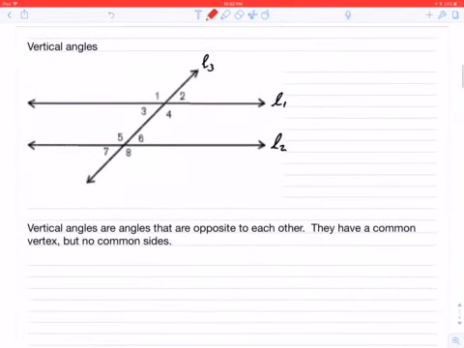So the first relationship we want to talk about is vertical angles. Vertical angles are angles that are opposite to each other. They share only a common vertex, but no common sides. So angle 1 and angle 4, you see that they're opposite to each other. They share only the common vertex. Their sides don't touch.